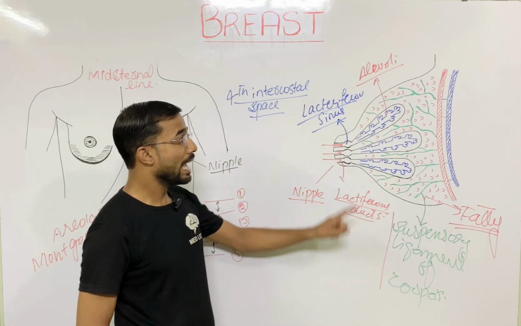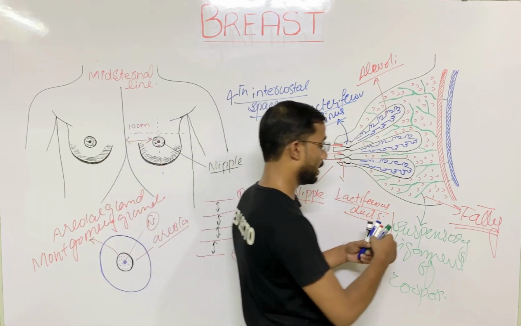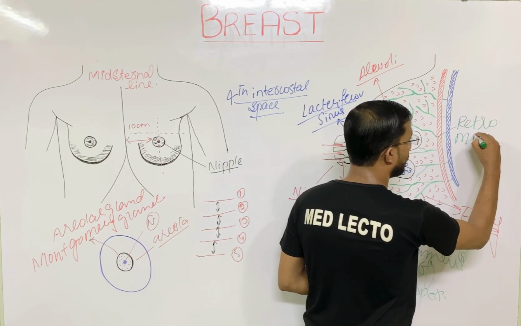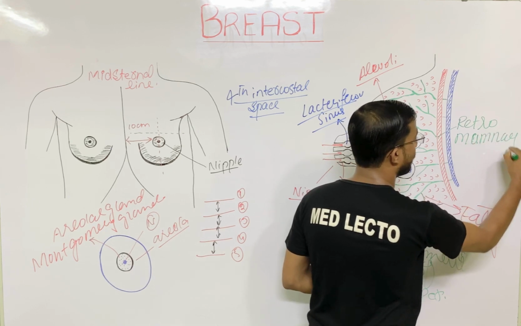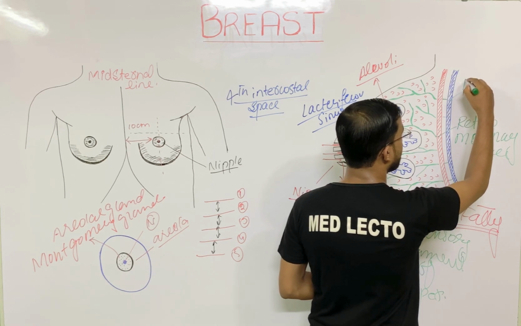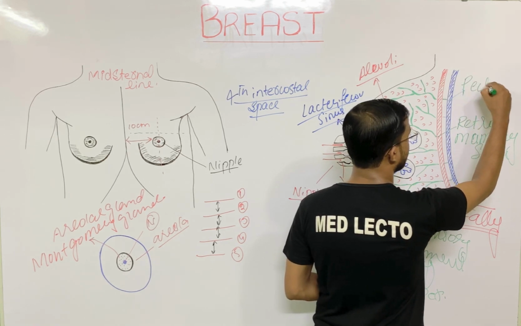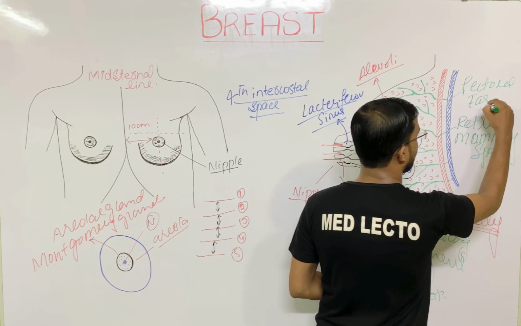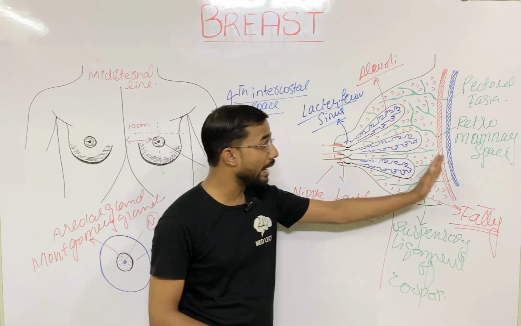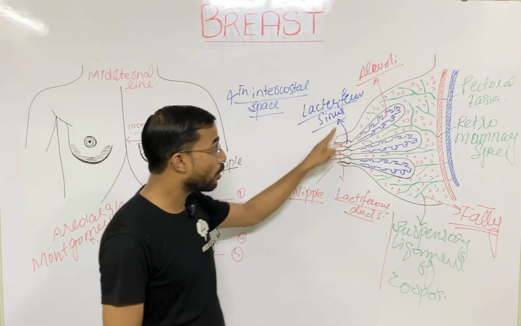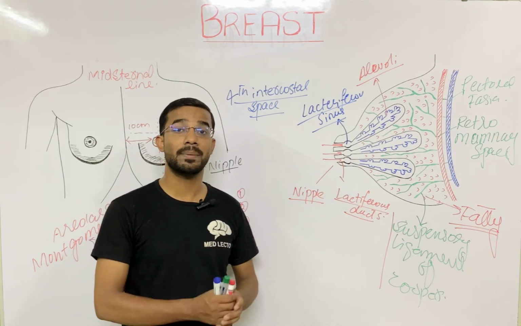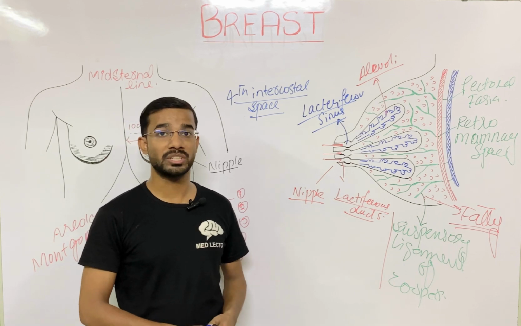You will also see there is a retromammary space, and after that you will see the pectoral fascia. Those are the important components that are present behind the breast, and around the breast you will see the superficial fascia. That's why you say the breast is present inside the superficial fascia.